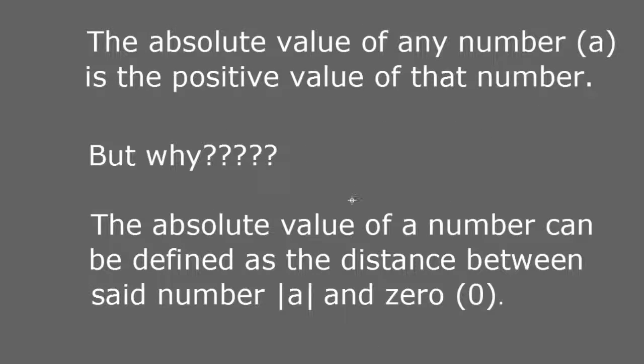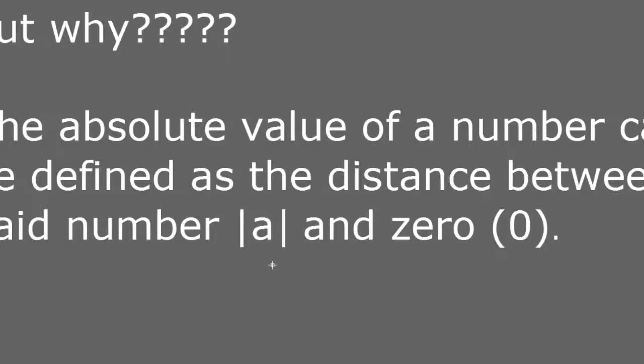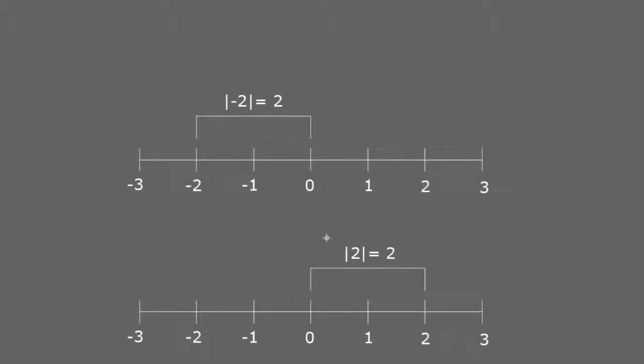Why both are positive? Well, the reason is that the absolute value is also defined as the distance of the number or the variable that is between those two vertical lines and 0. Let me show you the number line so that it becomes more clear.